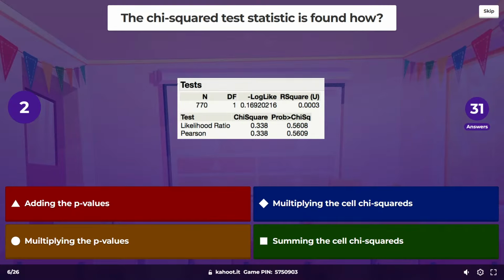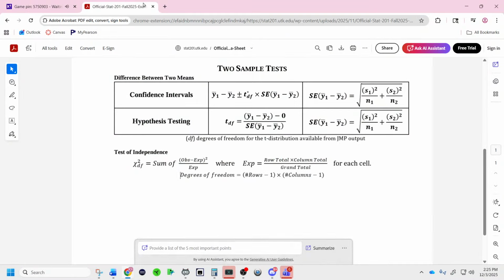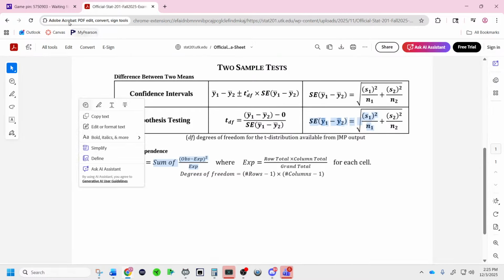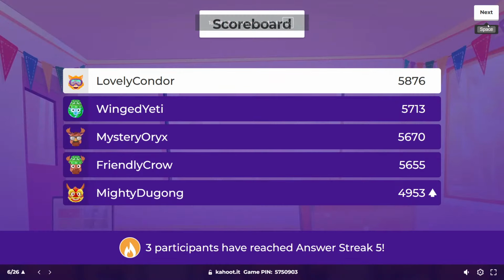The chi-squared test of independence Pearson test statistic is found by summing the cell chi-squareds. Please look over the formula sheet. The sum of all these cell chi-squareds is going to be the chi-squared test statistic. Good job. Okay, Lovely Condor still in the lead.